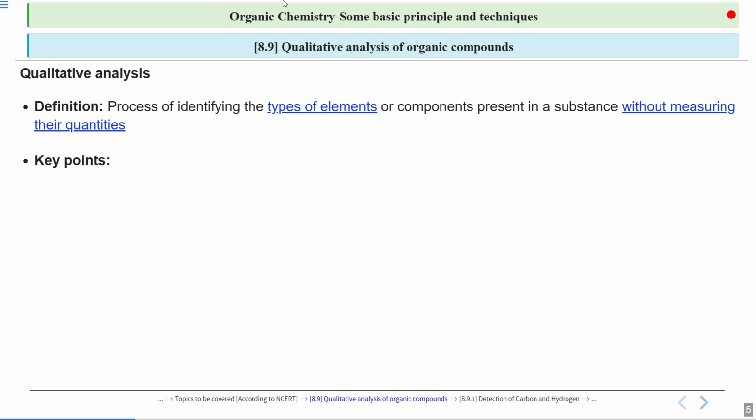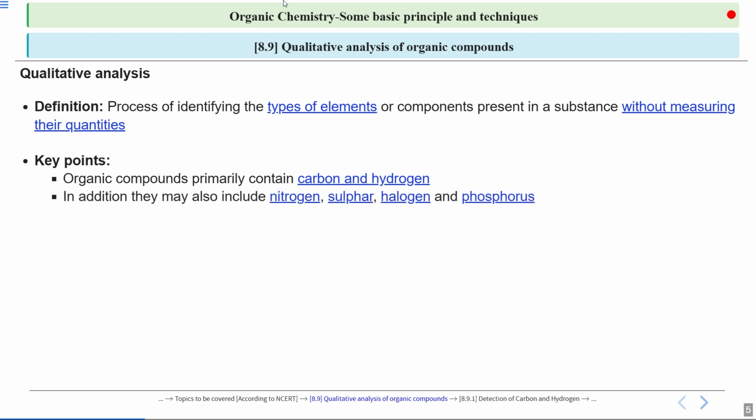Some key points about organic compounds: an organic compound primarily contains carbon and hydrogen. This is important because these two elements form the backbone of organic chemistry, creating a vast array of structures and functions. In addition to carbon and hydrogen, organic compounds may also include elements like nitrogen, sulfur, halogens, and phosphorus.